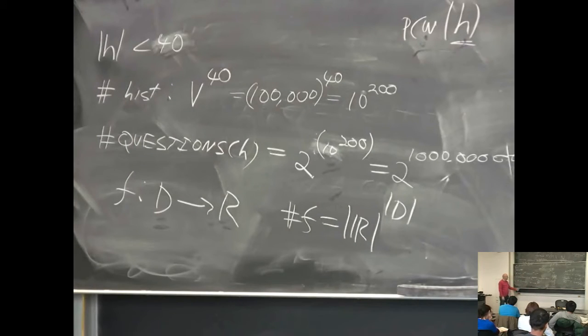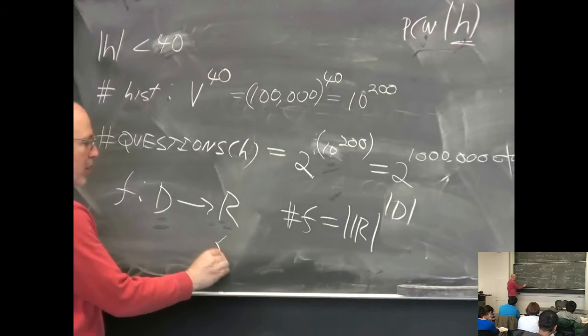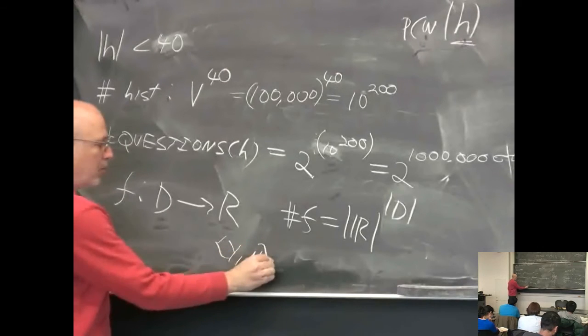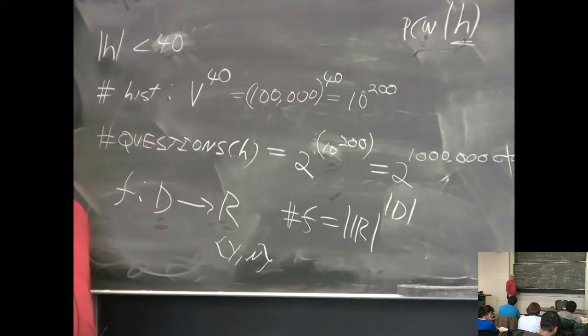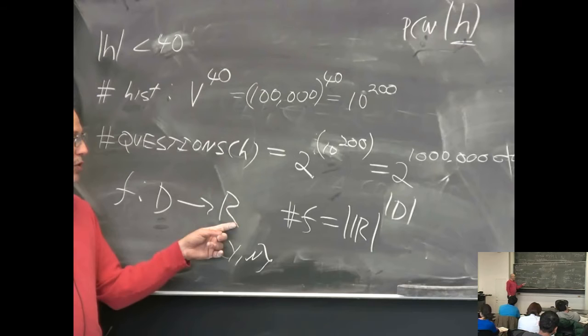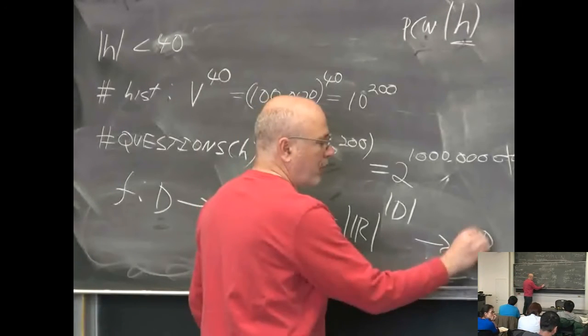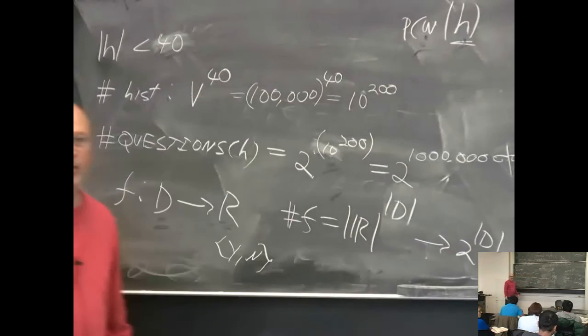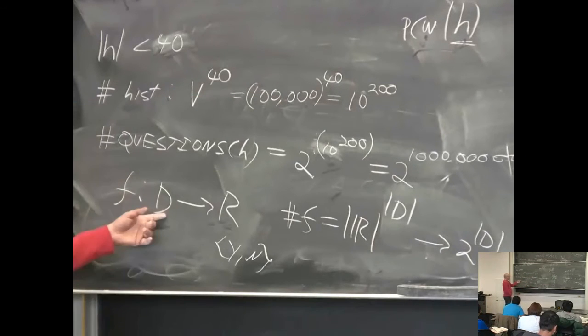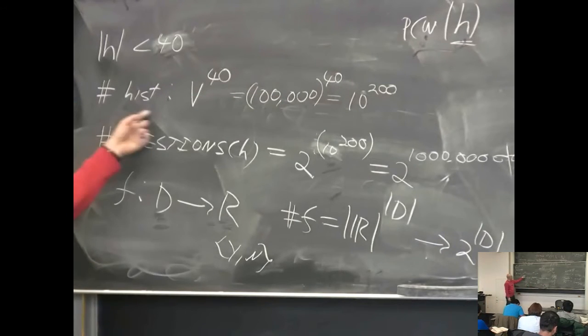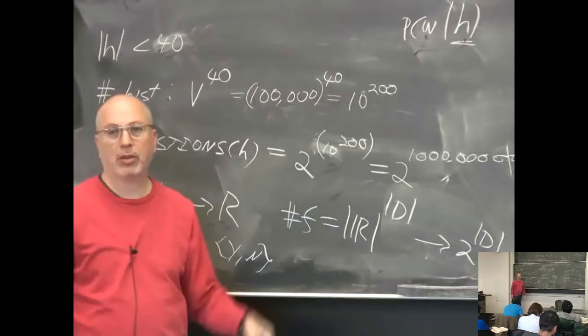In our case, the range is just yes or no. Right? It's a binary function. So the size of R is 2. It becomes 2 to the size of the domain. The domain is what we called X, or what we called here the number of histories, the 10 to the 200.